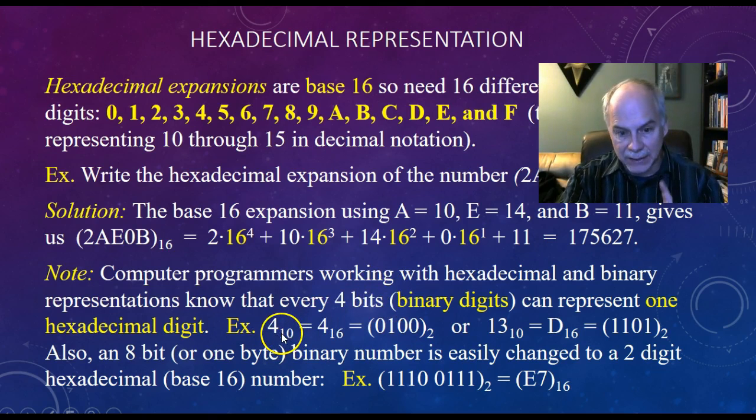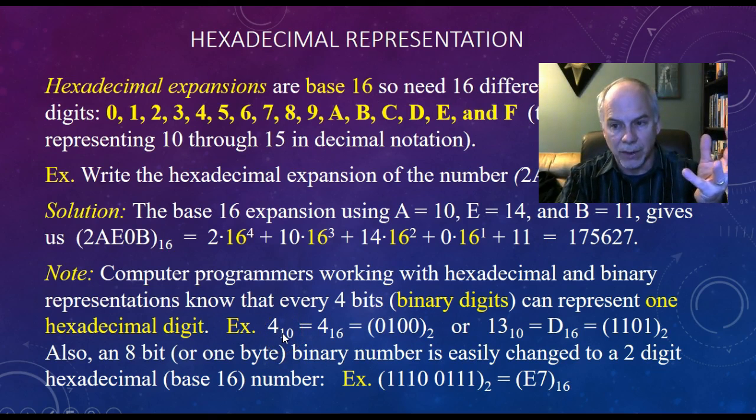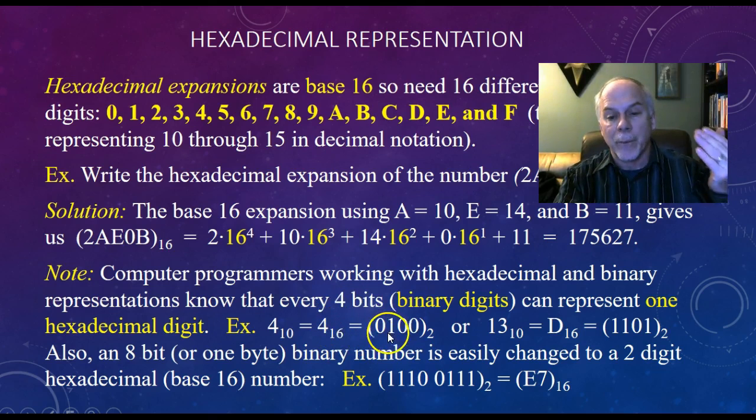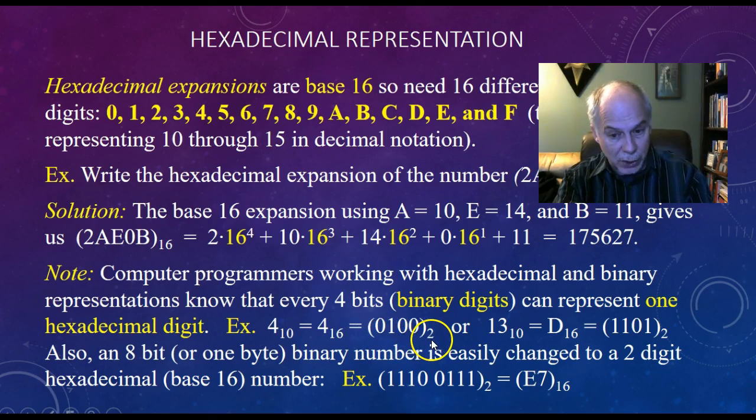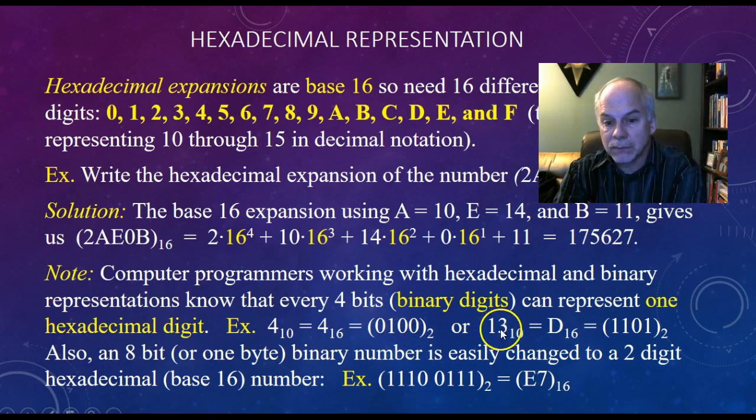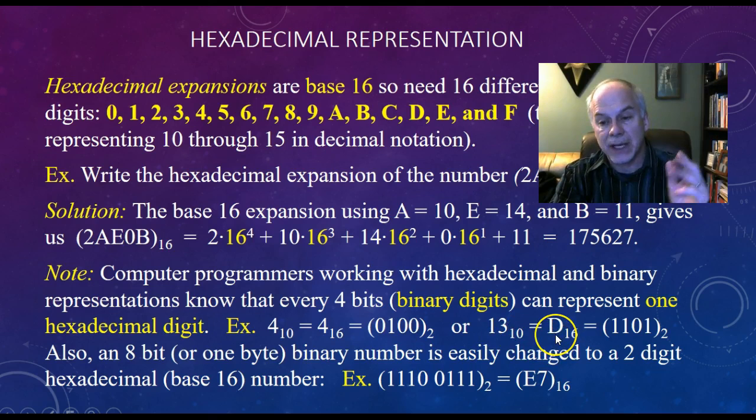So the number 4 that you think of when you think of 4 in base 10 is the same as the number 4 in base 16. But in binary, it's 0100 in base 2. Okay? Also, 13 in our base 10 is represented by D in base 16, right? The letter D stands for 13. But 13 can be written as 1101.